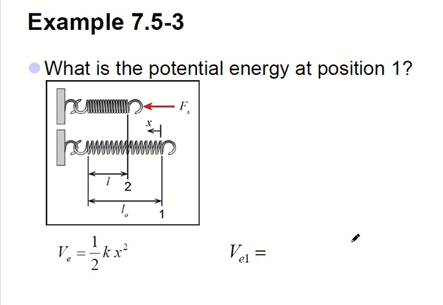So where's the potential energy at position 1? We calculate the same thing. When you get to position 1, the potential energy is 0, because we're compressing from that position to there. So you're not storing the energy at that point. It was just the original position right there.